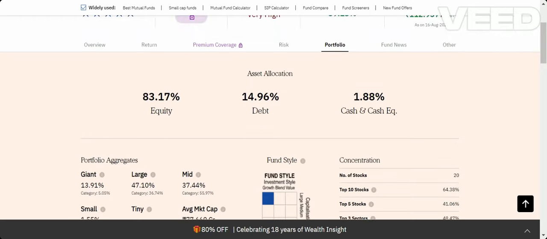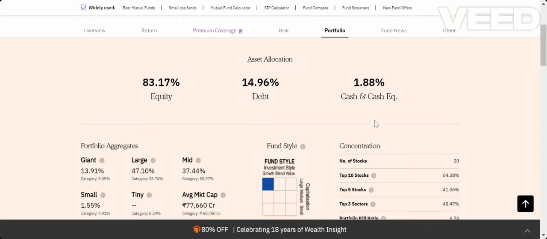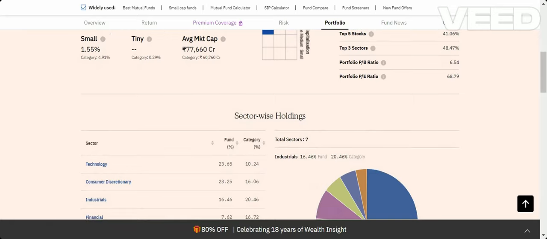So, what is the portfolio construct of this mutual fund? It is holding 83% in equity right now. It is waiting for some opportunities or a dip in the market. So, it has 15% money in debt and some idle 2% allocation to cash and cash equivalents. So, this is the portfolio construct.